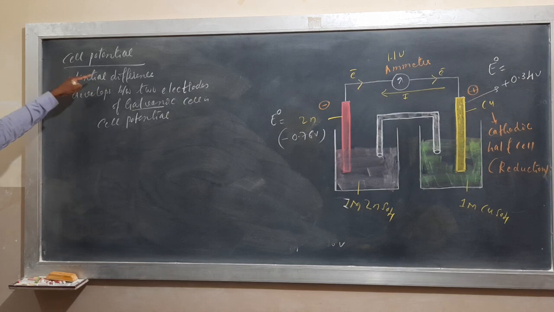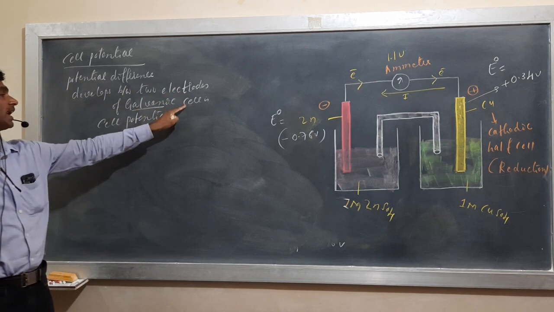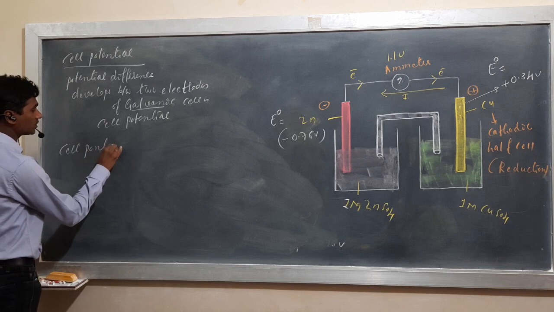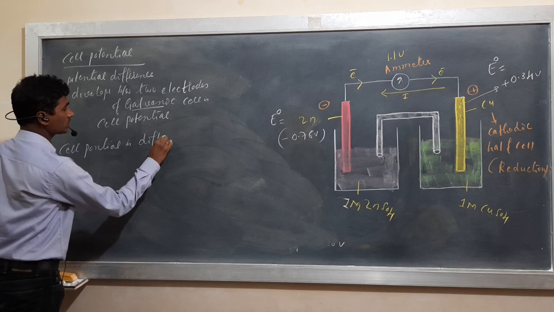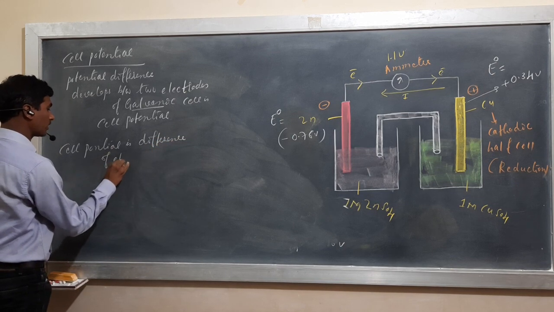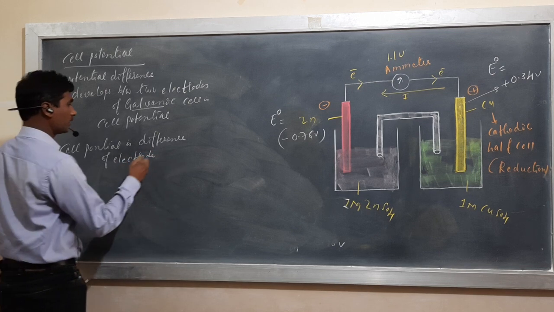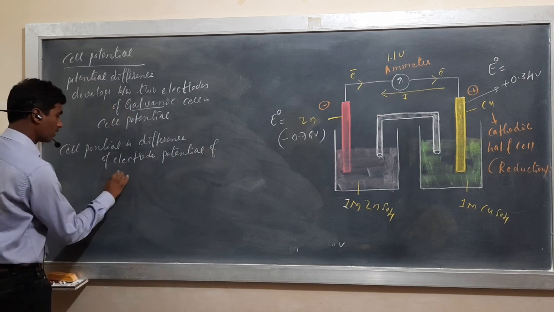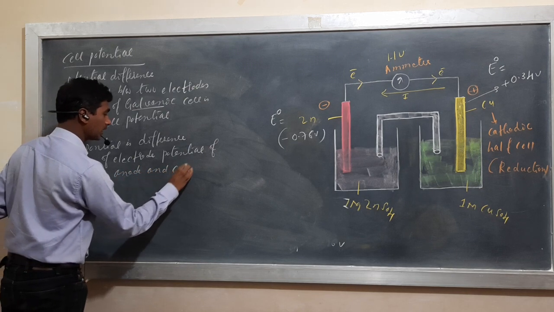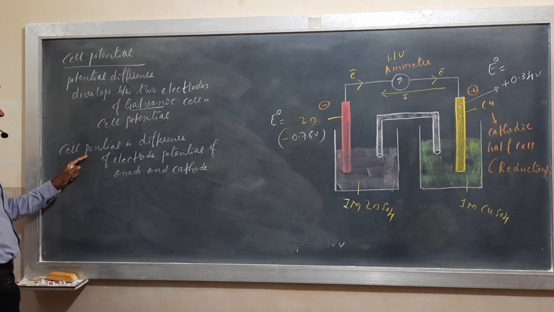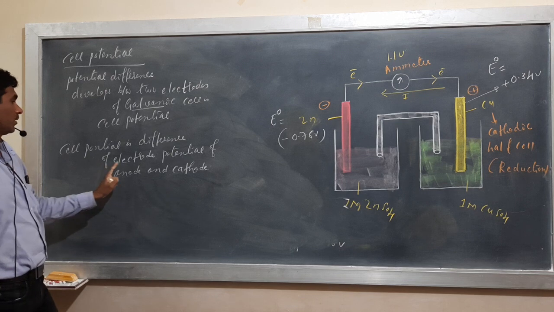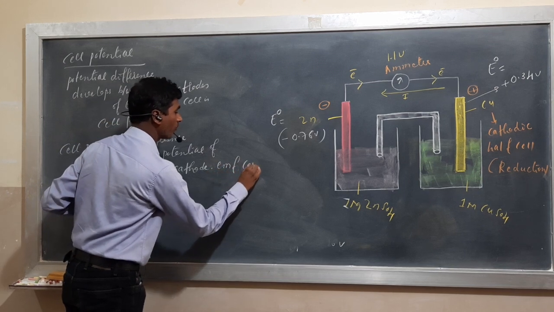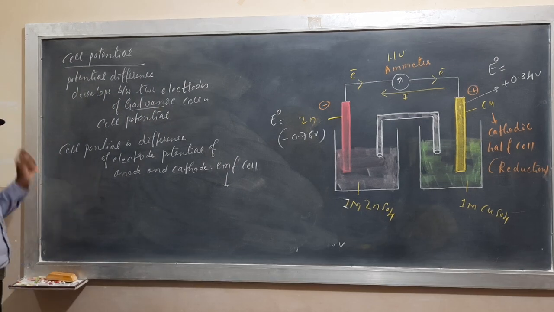What is the cell potential? The potential difference that develops between the two electrodes of a galvanic cell is called the cell potential. The cell potential is the difference of electrode potential of anode and cathode. The potential difference that develops between anode and cathode is called the cell potential, or it is also called the EMF of a cell. EMF stands for electromotive force. So this is called the EMF of the cell.